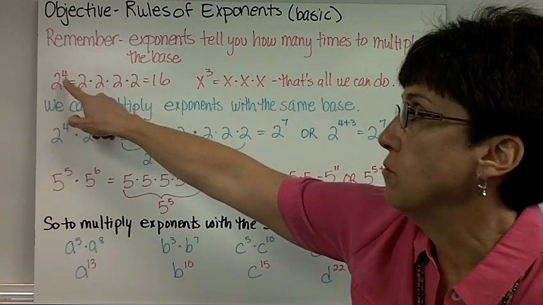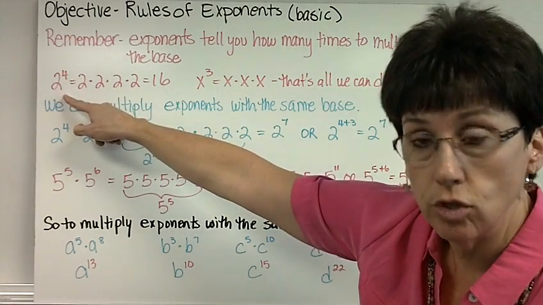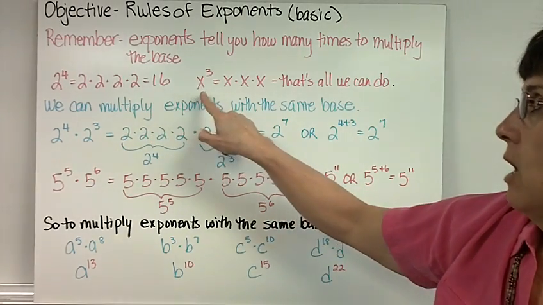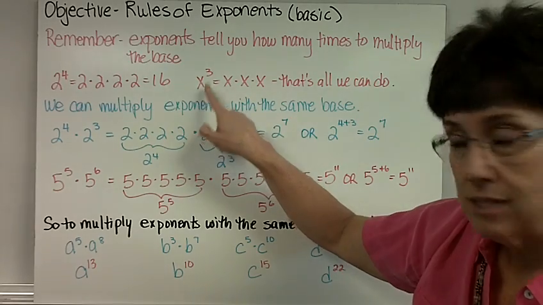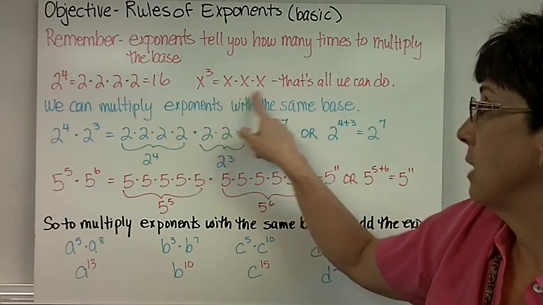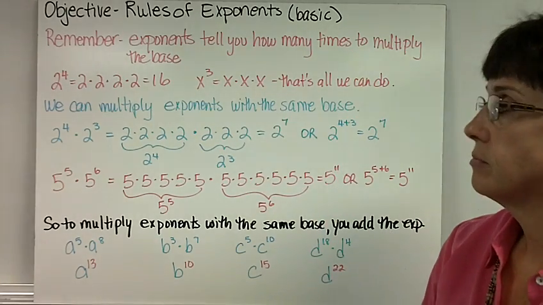For example, 2 to the 4th, the exponent 4 tells you to write down the base 2 4 times and multiply it together. However, if we have x to the 3rd, we can write the x down 3 times, but we can't multiply them together because we don't know what the value is. So that's all we can do.